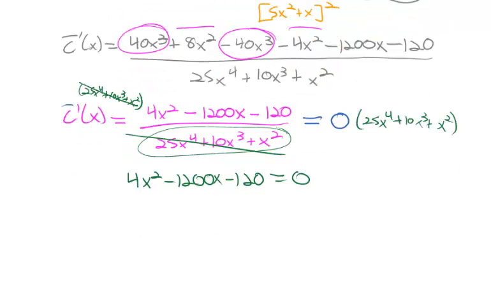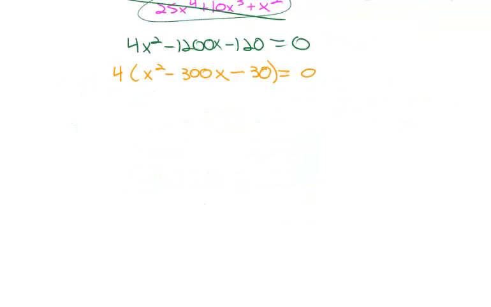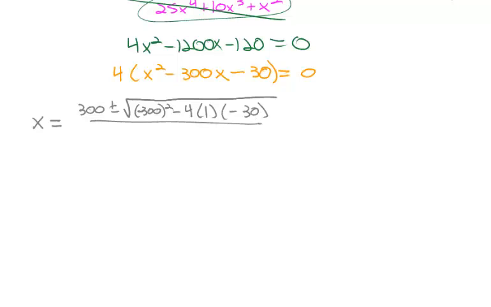And then we can try and start factoring. GCF first, always: 4 times x squared minus 300x minus 30 equals 0. And I think we're going to have to use the quadratic formula on this. I don't think it's going to factor. So we remember the quadratic formula: x is equal to the opposite of b plus or minus the square root of b squared minus 4 times a times c, all over 2 times a.